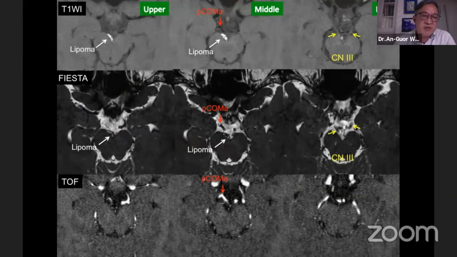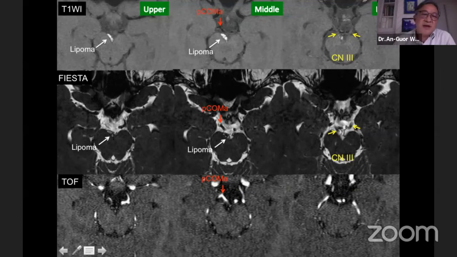The upper row is the T1 weighted image, the middle row is the 3D VIESTA, and the lower row is the time of flight. On your left-hand side, that would be the upper level of the midbrain. You can see the optic chiasm over this region. At the middle row, that would be the middle part, and you can see the pituitary stalk. On your right-hand side, that would be the lower level of the midbrain, and then you can see the carotid siphon over here.